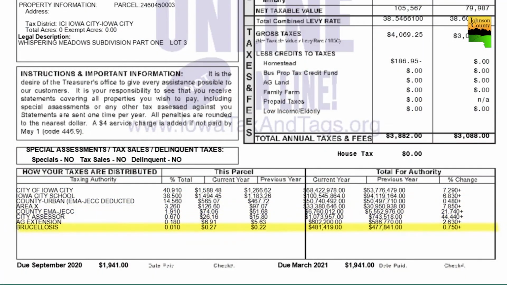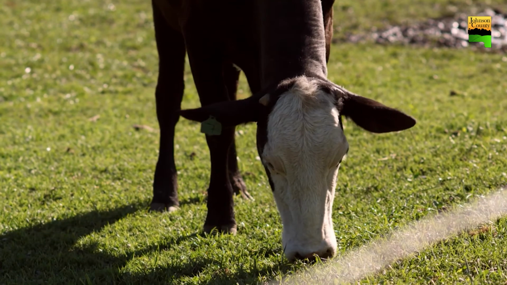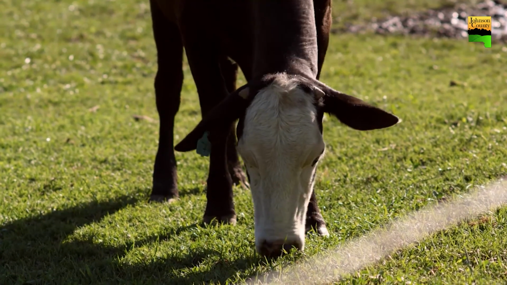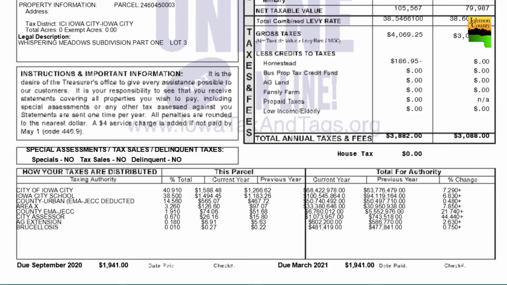Another thing you will find in the tax distribution section is the brucellosis state tax. That pays for expenditures related to the testing of animals for brucellosis and tuberculosis, which helps keep all of us safe. Looking at the computation box, your total combined levy rate is a percentage of the net taxable value, which produces the gross tax for your property.